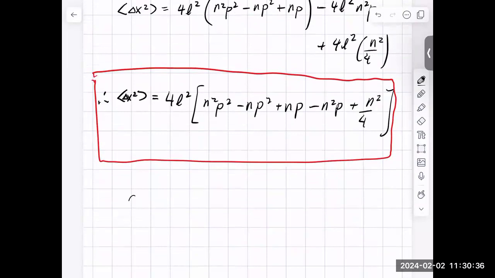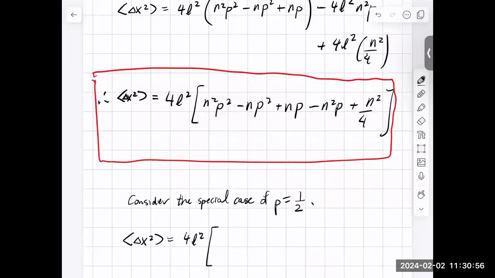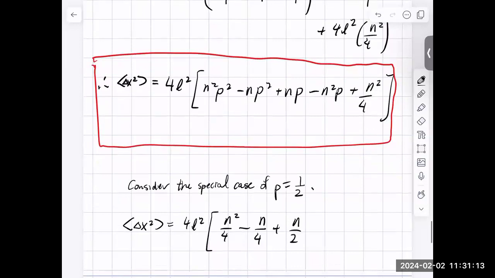Okay, let's consider the special case of p is 1/2. Okay, so what's going to happen here? Delta x squared average is going to be 4L squared. Okay, n squared times p squared is going to be n squared over 4. Minus n times p squared is going to be n over 4. Plus n times p is going to be n over 2. Minus n squared p is going to be n squared over 2. And then plus n squared over 4, that doesn't change.